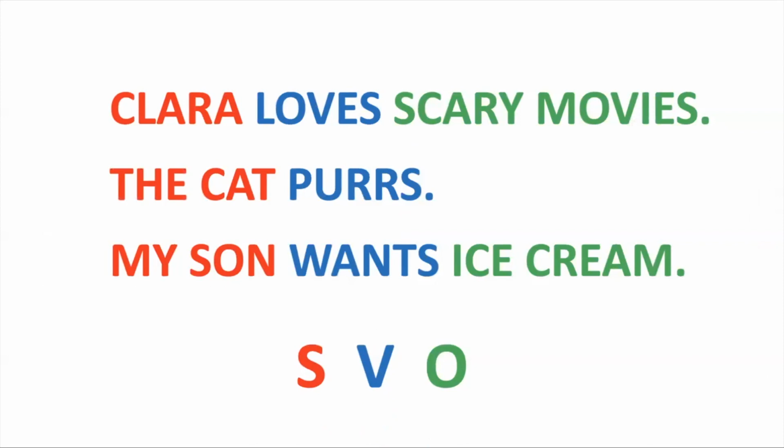So here are three simple sentences. Clara loves scary movies. The cat purrs. My son wants ice cream. Each of these sentences has a subject, Clara, the cat, my son, and a verb, loves, purrs, wants. Two of the sentences have objects, scary movies and ice cream. The second sentence, the cat purrs, doesn't have an object because the verb purrs doesn't need one.